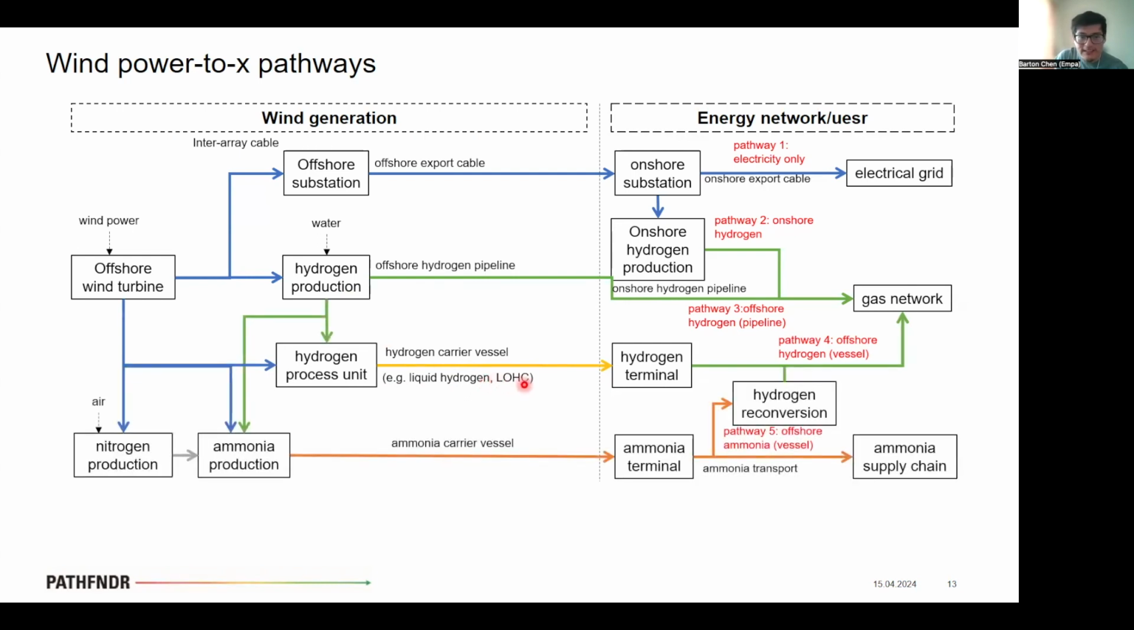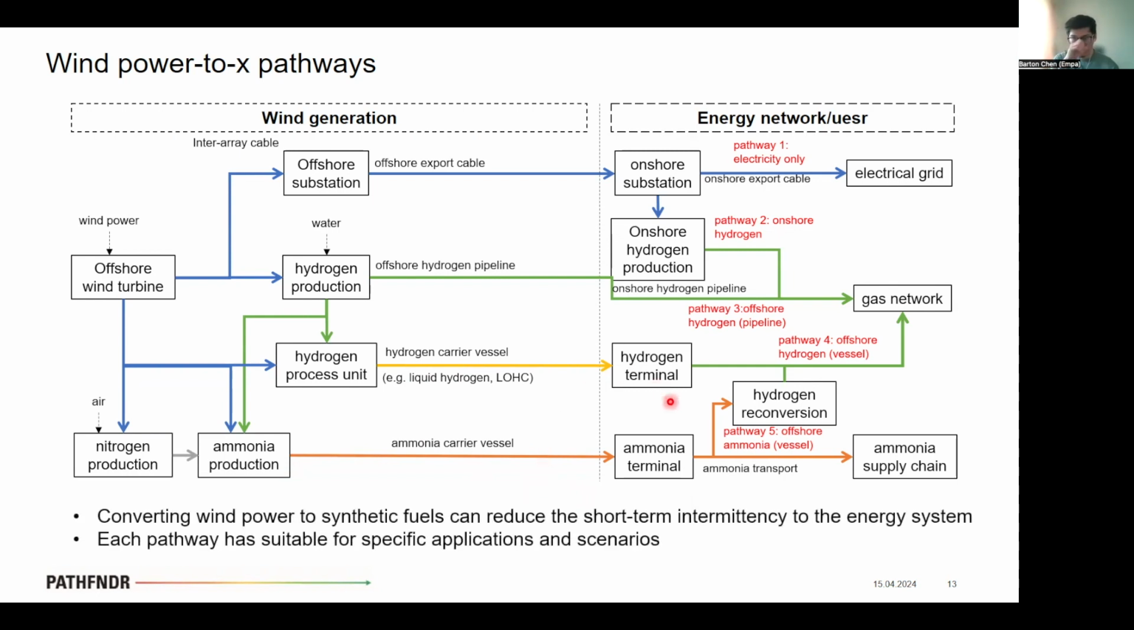And if you want to go even further, to a longer distance, it's possible to use air to produce nitrogen and combine it with the hydrogen produced from the electrolyzer to produce ammonia. Because ammonia can be stored at a comparatively higher temperature compared to liquid hydrogen, ammonia is easier to transport over a longer distance. So that is another possible pathway to use it.